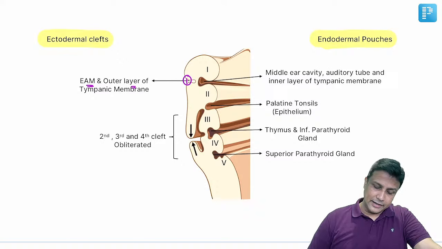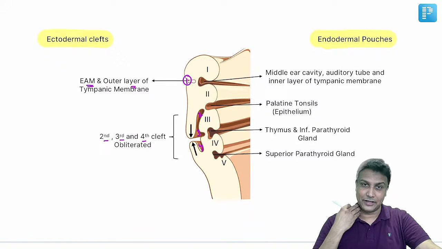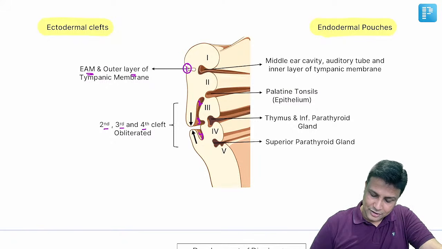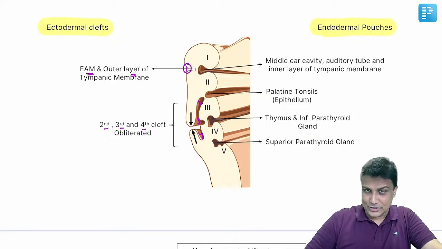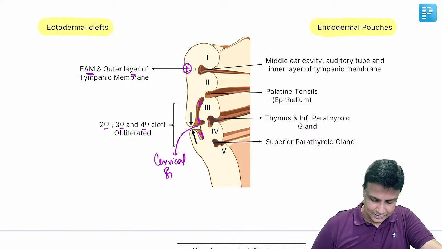And after that, what is going to happen? The second, third and fourth clefts, these three clefts are actually obliterated. They are closed. Nothing is formed from there. Now, why is it closed? Because you can very clearly see the second arch in the middle here. The second arch is growing faster and it is going to close that one. So sometimes a space is formed here. This space will be referred to as your cervical sinus.